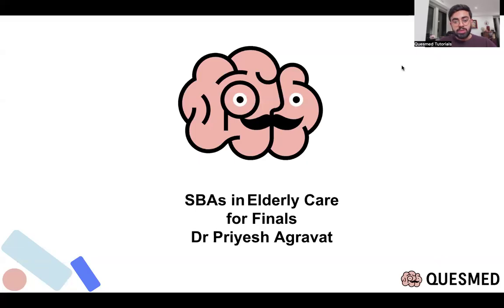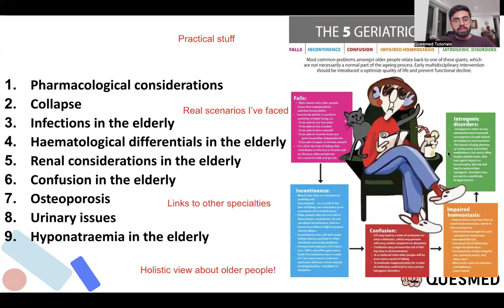So, as I said, we're going to be going through SBAs in elderly care for finals, UKMLA summatives, however you want to call it. And just to go through the main topics we're going to be covering: pharmacological considerations, collapse and falls, infections in the elderly population, some hematology, some renal medicine, delirium and confusion, and a couple of other things.